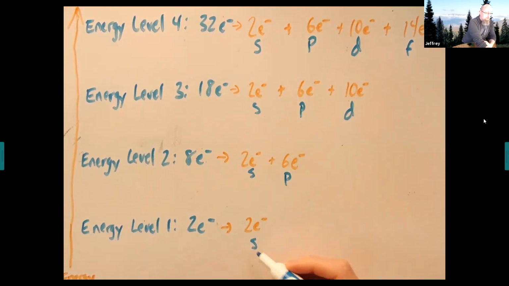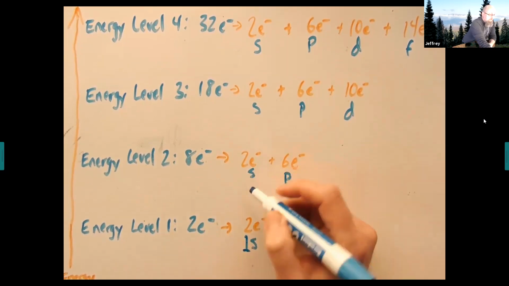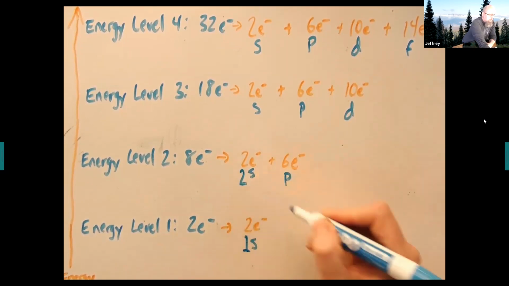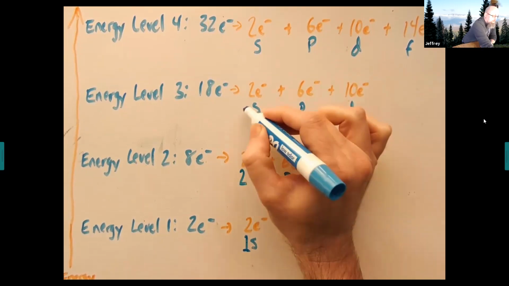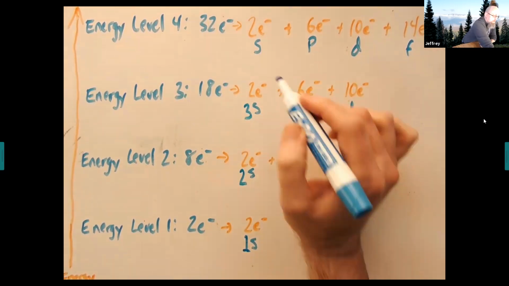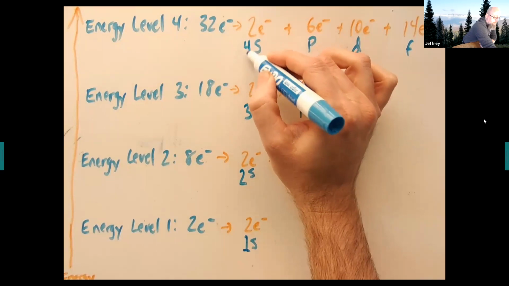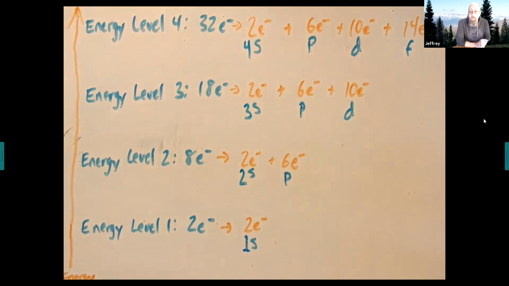So this is the lowest S sublevel. It's in energy level 1. So we're going to call it 1S. This S sublevel is in level 2, so we call that 2S. And this is in level 3, so we call it 3S. And this is in level 4. Right, and so this is how we're going to name every sublevel inside the atom that can hold electrons.